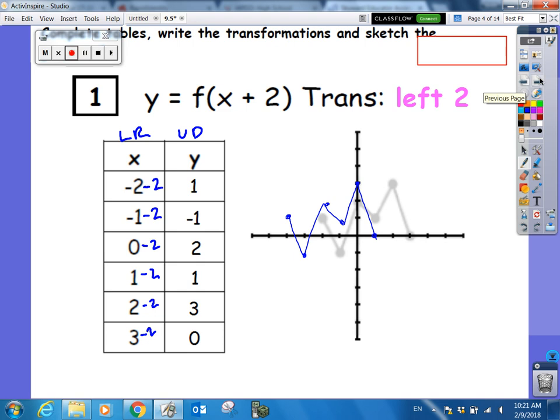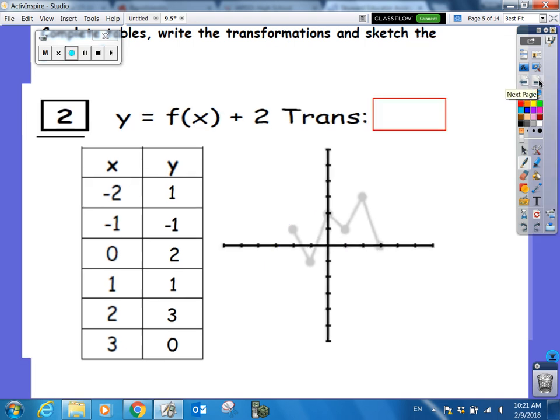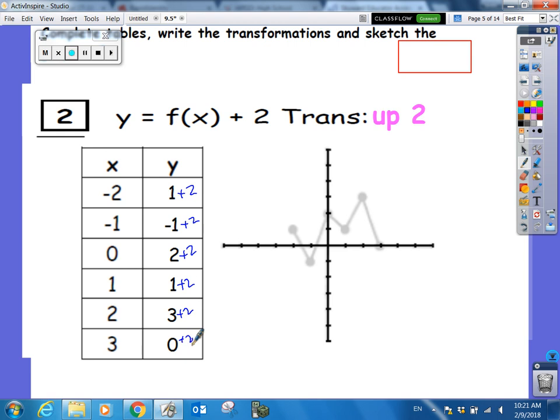Now it's on the outside. So outside means we are moving up 2. Up affects the y, so our new coordinates are all the y values just get moved up. The x values, nothing changes to them. They stay the same. But the y values are all moved up 2.